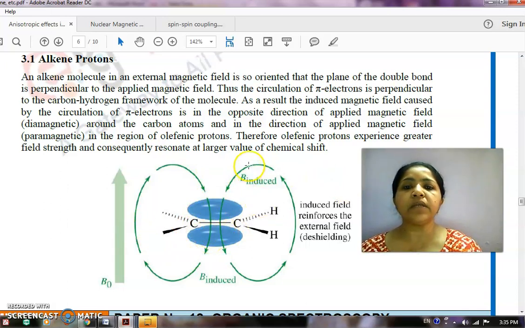So next is, and in the direction of the applied field in the region of olefinic protons. Now here what we have is the protons. These protons are in the induced magnetic field due to the circulation of the pi electrons. This is in the direction of the applied magnetic field. So this is the direction and this is also in the same direction. So it is in alignment. Therefore the olefinic protons experience greater field strength since it is in alignment, and therefore require lesser magnetic field to resonate, and the chemical shift is higher.